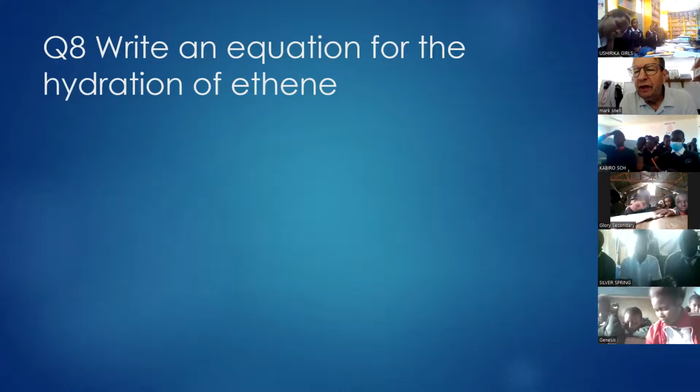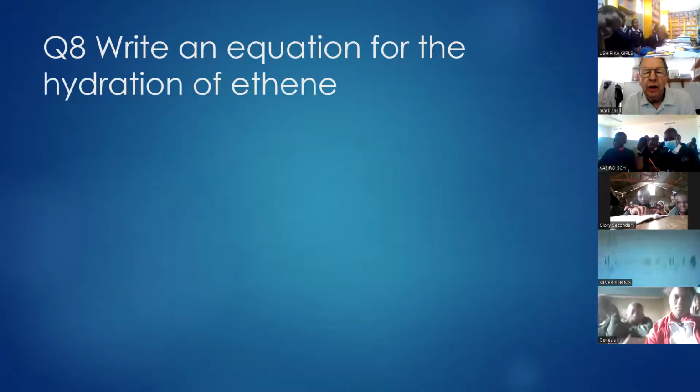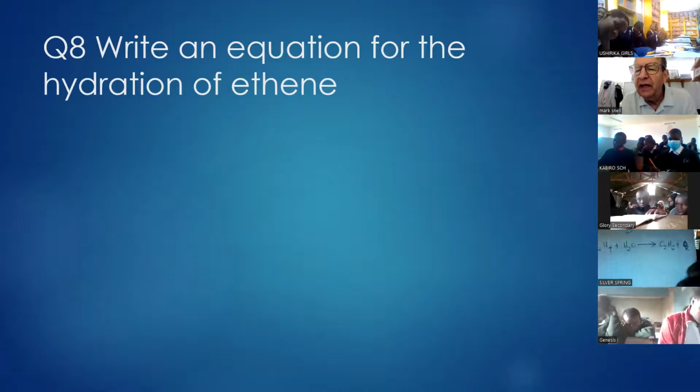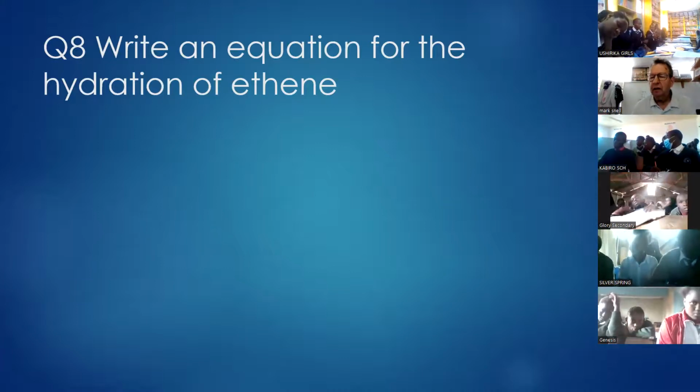We've only got about 15 minutes left and only about 5 questions left, so these must be getting harder. Has anybody got any ideas? An equation for the hydration of ethene. That's nearly very good, Silver Spring, but it doesn't form ethane. If you remember from my picture behind me, an alkene with water forms an alkanol. So if it forms an alkanol, let's have a look at it. Here's the answer.